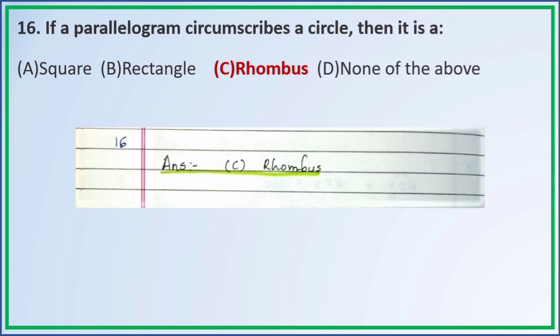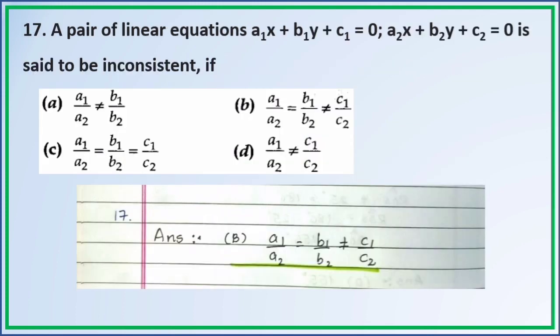Question number 16. If a parallelogram circumscribes a circle, then it is a rhombus. Don't get confused between square and rhombus. The correct answer is option C, rhombus.